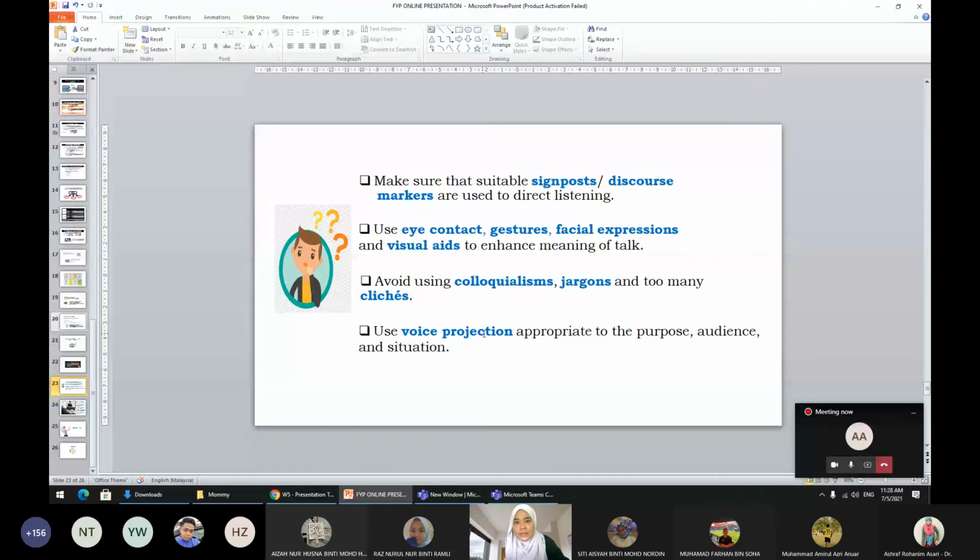Whether or not it can be heard by the panels, of course you have to adjust or make arrangements with your friends first, with your classmates first.